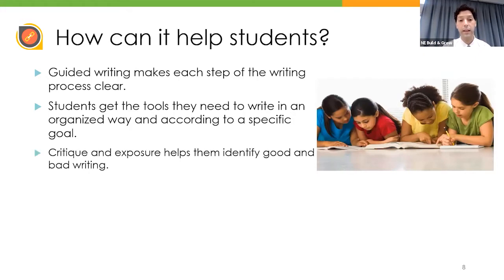Then, exposing them to good writing and constantly critiquing good writing will help them identify and distinguish between good and bad writing. So one thing that we should keep in mind is that when we expose students to good models, this is of course important, but we also want to expose them to bad models so that they can get an idea of what they should not be doing. And when we do a lesson walkthrough, I'm going to show you how you can use bad models to teach good writing.